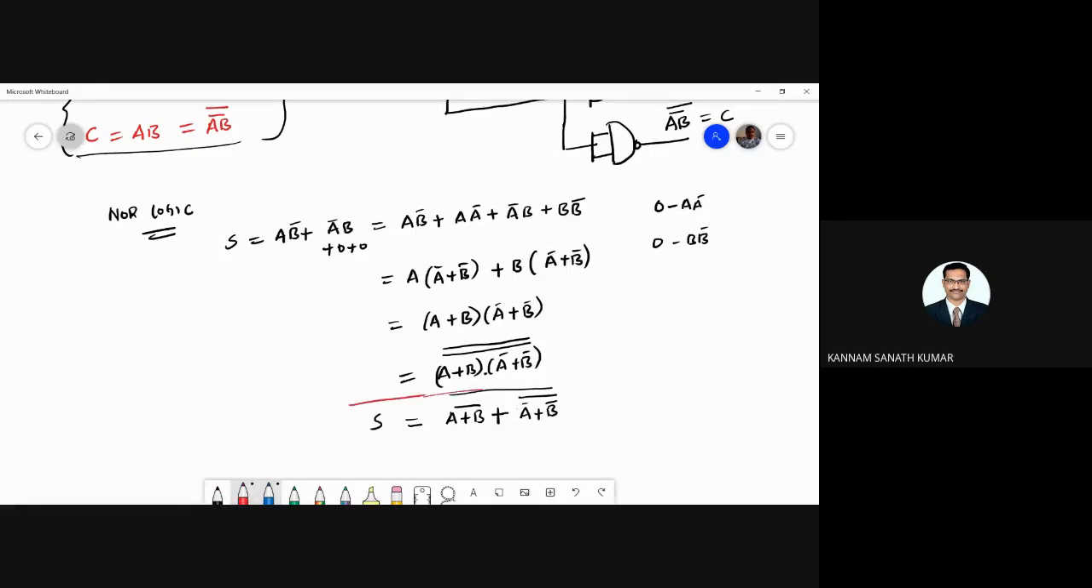So I am using this expression and I am realizing this logic gate. And next, carry equals what? AB. So carry equals AB. So I'm applying the complement of complement, so this is nothing but A plus B whole bar. So this is carry. I'm using these two expressions and realizing this logic by using the NOR gate.